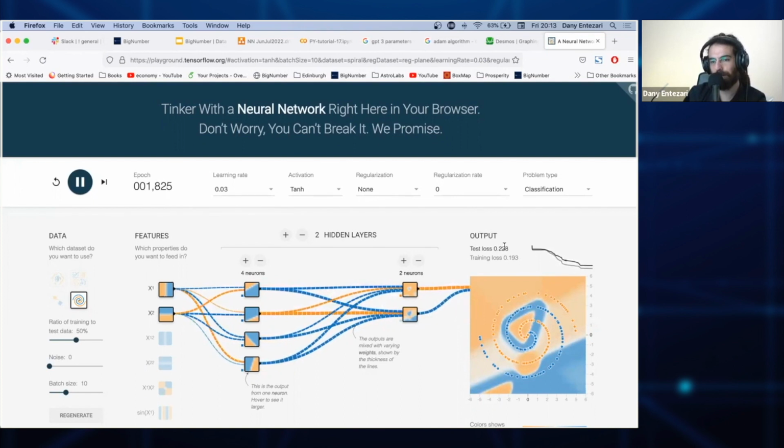I mean, the test loss is still not good enough if we wanted to get closer to 0, but clearly we want to use this activation function. I think we'd hit pause here. But yes, had I played around with the hyperparameters, I could have gotten it to perfectly separate the two classes.